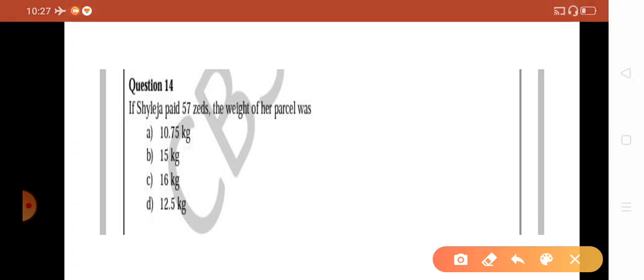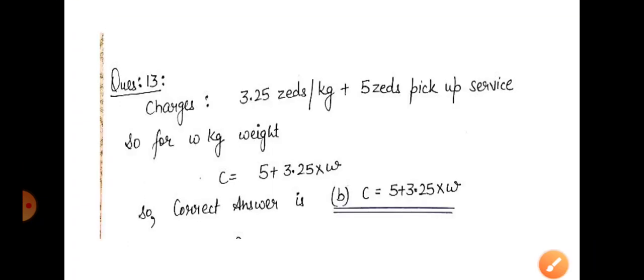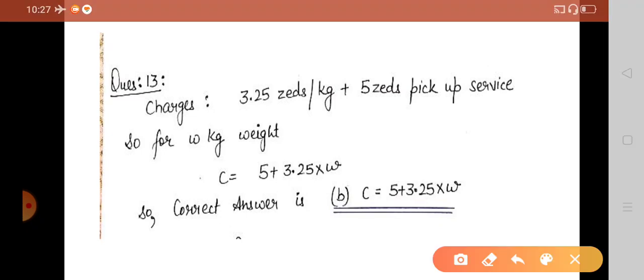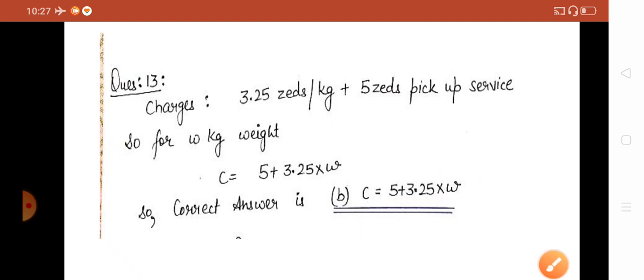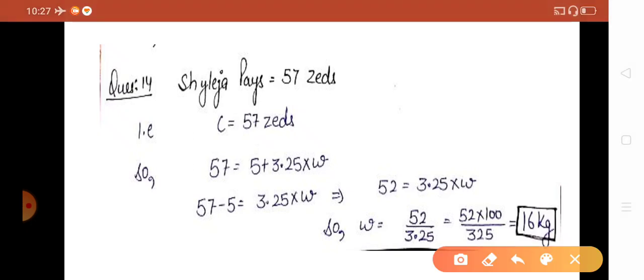Now question number 14. If Shailaja paid 57 Zs, the weight of her parcel was, that means you have to find the weight of the parcel. We have found the equation, that is C is equal to 5 plus 3.25 into W. Here we are given the value of C, so we put C as 57 and find the value of W. By solving this equation, we will get the value of W is equal to 16 kg. So the correct answer is 16 kg.